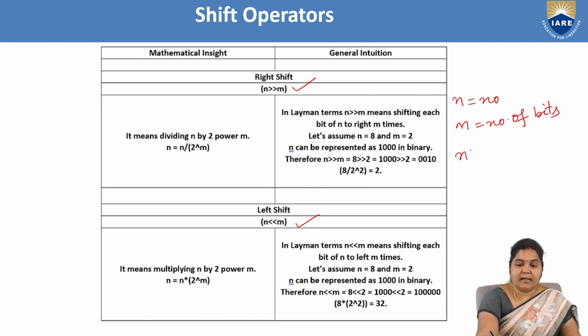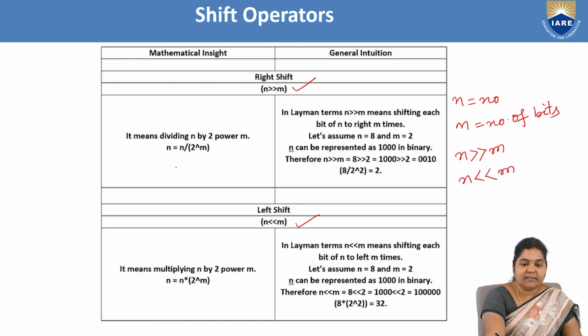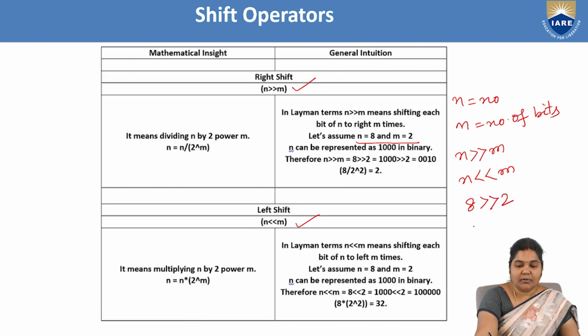So n right shift by m number of bits, or n left shift by m number of bits. Suppose in this example n is 8 and m is equal to 2. That means 8 right shift by 2 bits or 8 left shift by 2 bits. If you do this, then what will be the result?